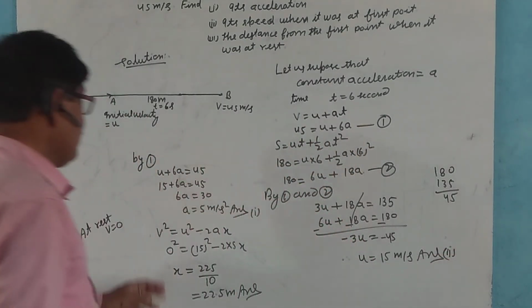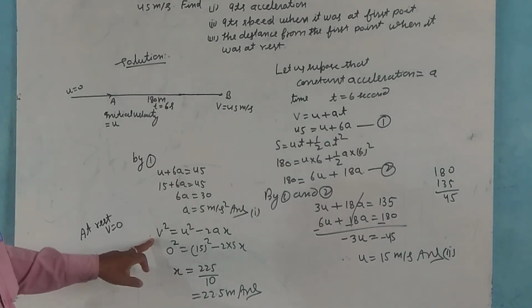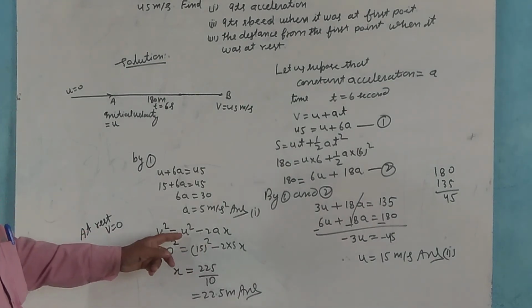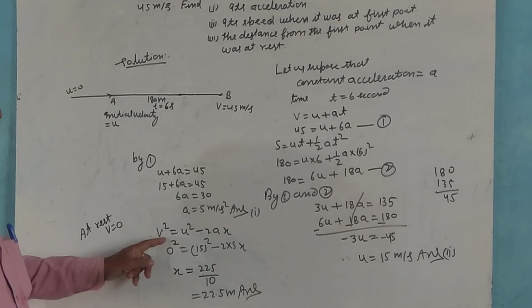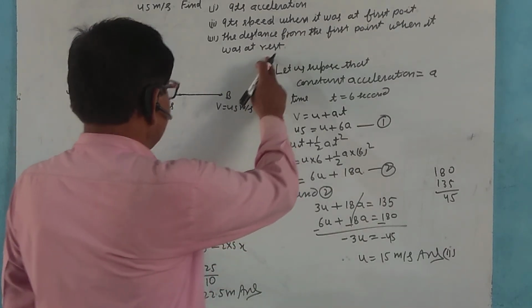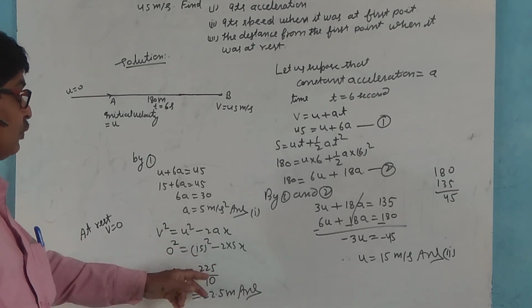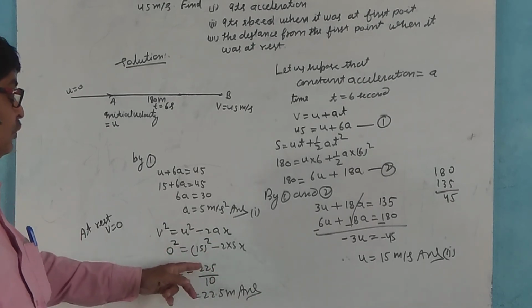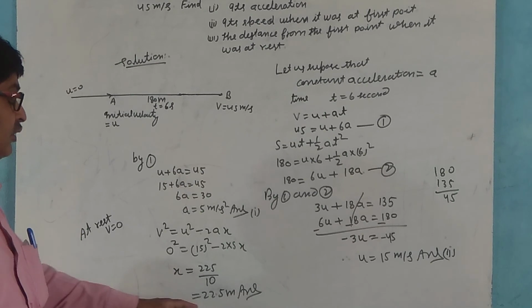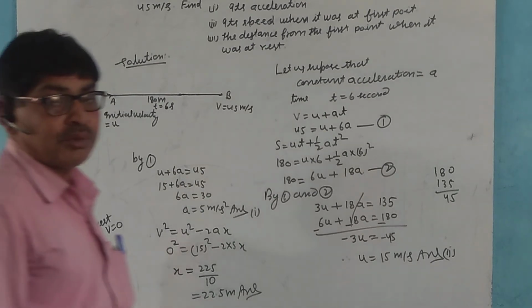Now we know that v square is equal to u square minus 2ax. Putting the values, at the rest position v is equal to 0, u is 15 and a is 5, so 10x is equal to 225, so that x is equal to 22.5 meter.